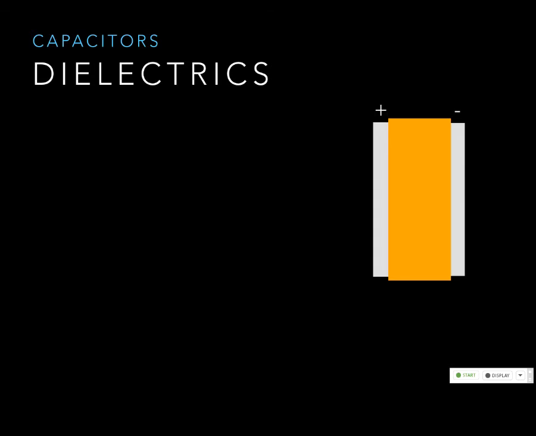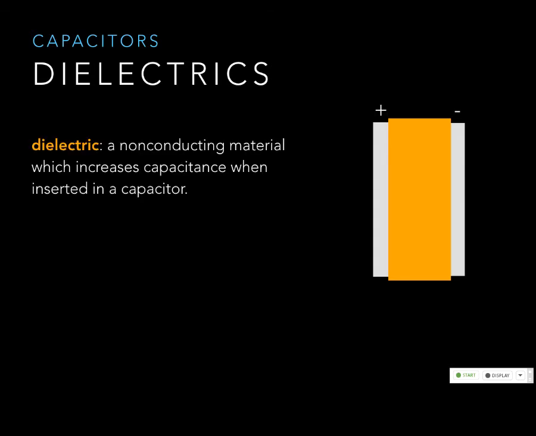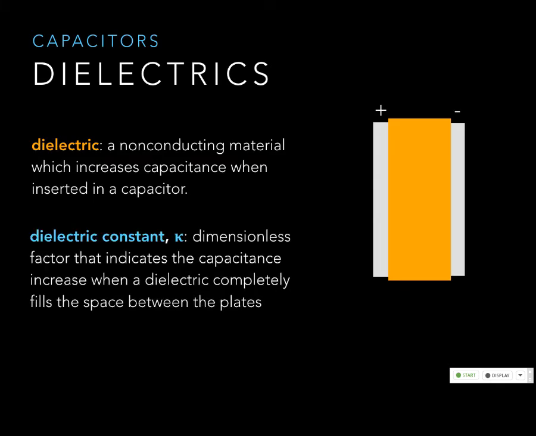Here's a dielectric. Definitions. A dielectric is a non-conducting material. What's another word for that? Insulator. Which, when inserted in a capacitor, increases the capacitance. The dielectric constant K is a dimensionless factor that indicates the capacitance increase when a dielectric completely fills the space between the plates. If a dielectric doesn't completely fill the space within the plates, then you have to do the calculation a little bit differently.